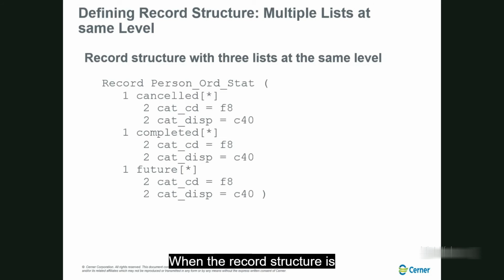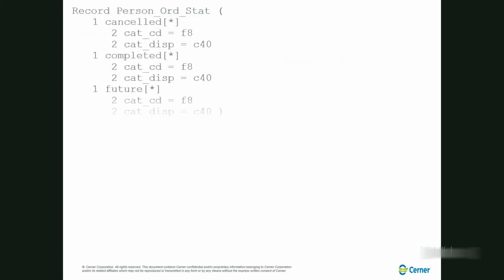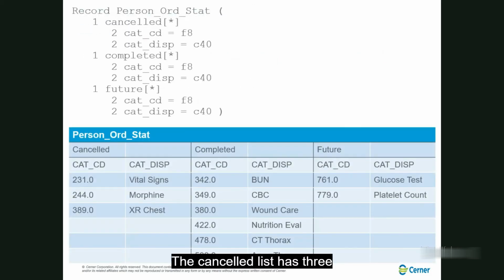When the record structure is populated, conceptually, think of it as 3 individual lists. The canceled list has 3 orders stored in memory. The completed orders list has 6 orders stored, and the future orders list has 2 orders stored in memory. The definition provided a way to have 3 lists of information that are not necessarily related to each other. Let's look at one more definition that shows nested lists.